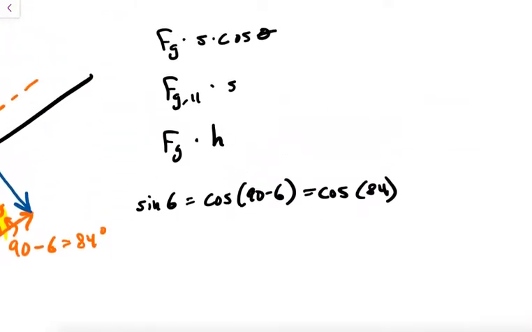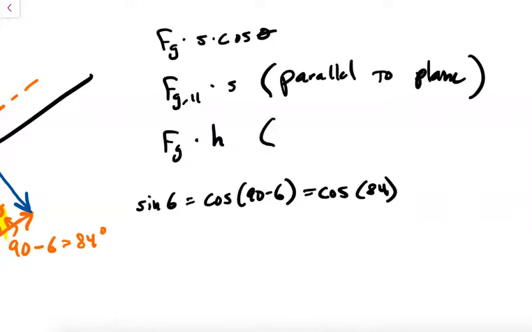So whether you start with the force of gravity parallel and multiply it by the displacement, that's going to get you the same work, because this is parallel to the plane. What you've done is found the parallel component of the gravitational force, which is parallel to the displacement, or you find the vertical component of the displacement, and then both force of gravity and height are vertical. So as long as they are parallel with each other, then you can use this equation.